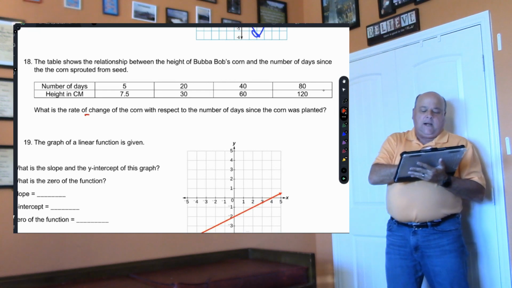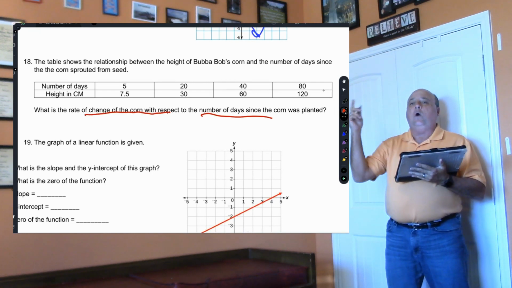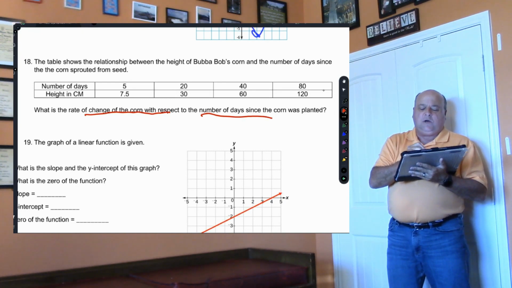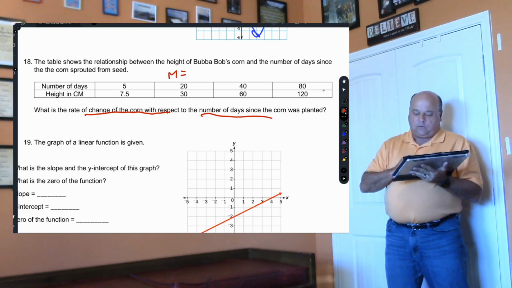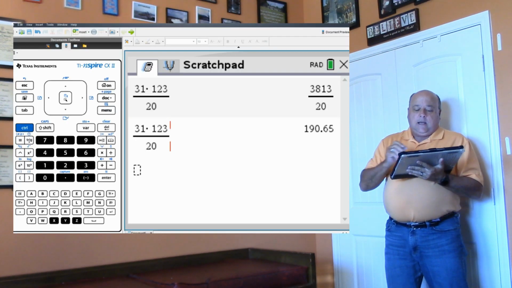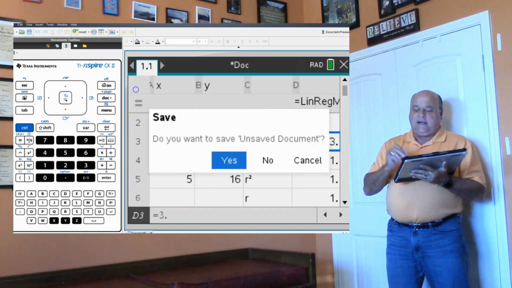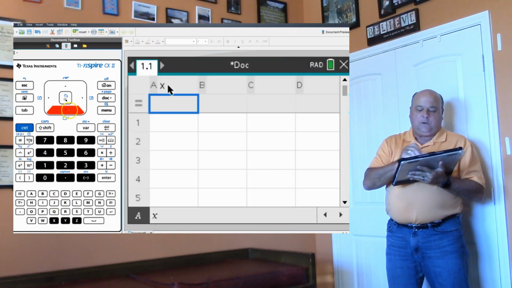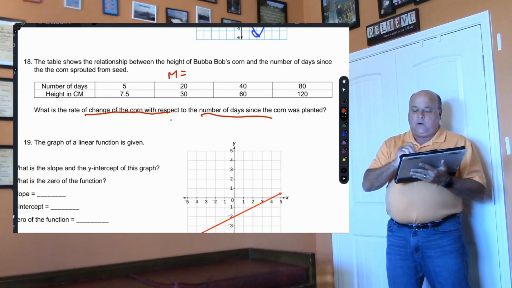We want the rate of change of the corn with respect to the number of days. So all we want is the M and the B, or the M. So we're going to put this into a spreadsheet and we want the M. Okay, so let's go to our calculator. I'm going to hit home. I want a spreadsheet, so I'm going to go to new. I'm not going to save anything. 4. And then I need to put my X and my Y up here. Always put your X and Y up here. Now then we need to put the table in. So 5, 20, 40, 80.